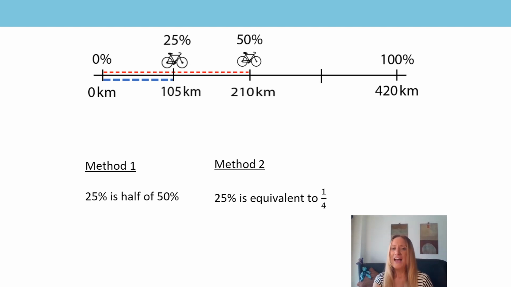Fantastic. So I can see here, if I look at my number line, I've got 1, 2, 3, 4 equal parts. So the whole of the journey, which is 420 kilometres, has been divided into 4 equal parts, and I'm looking for one of those parts, aren't I? So 420 divided by 4, is that 105? Yes, it is. So 2 really good ways that we could find 25% there. Perhaps you found them both, or perhaps you found one more efficient than another.